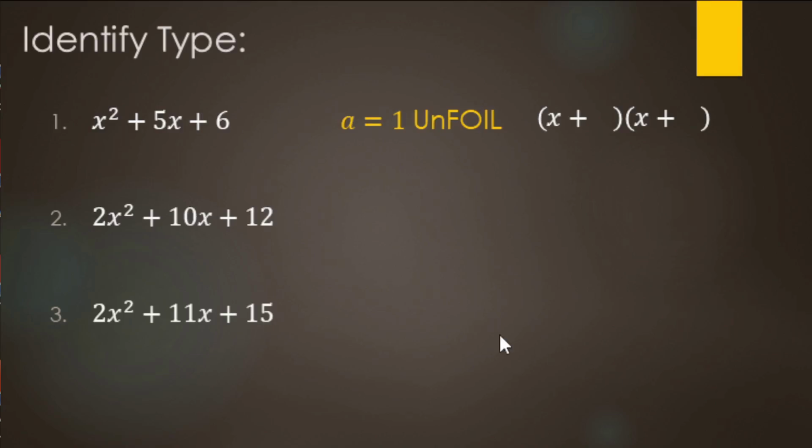For number 2, notice that there is a number in front of the x squared. So this means that the a does not equal 1.